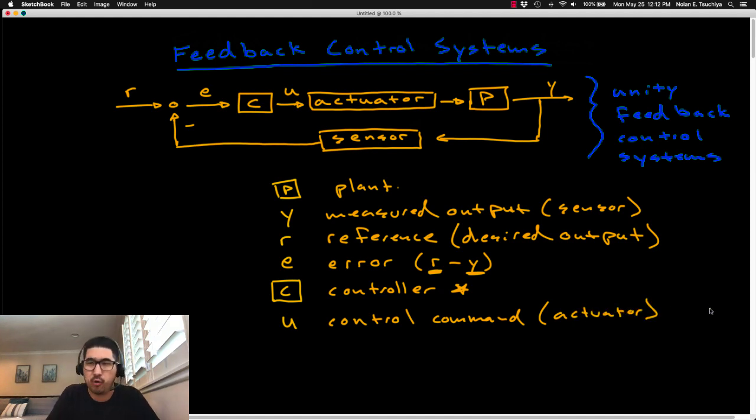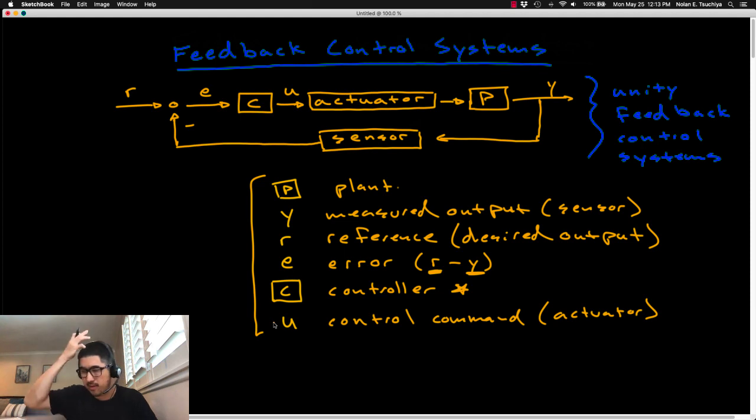Actuators can take many forms. Some common actuators in robotics are DC motors, linear actuators, engines, or any other type of mechanism that can translate the control command U into actual physical forces. And with that, we end up back at the starting point of this loop, which is the input to the plant itself.